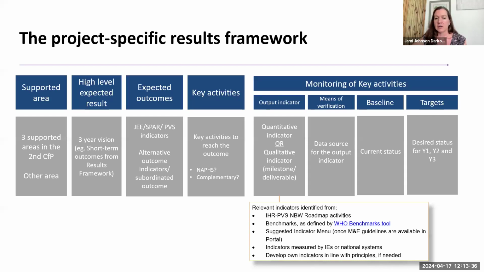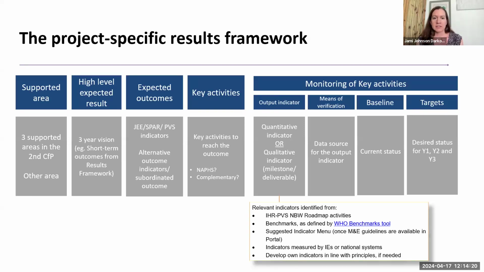And then other indicators that are measured by implementing entities or national systems, which really highlights one of the key principles of the Pandemic Fund, which is minimizing the reporting and monitoring burden. So wherever possible, if existing indicators can be used and are relevant, then we ask, please, that those are prioritized to help to minimize the overall burden of monitoring and reporting. Finally, if none of those really work, then there is the option of developing a custom indicator. But ideally, it's staying at that higher level output as opposed to input monitoring or process indicator. And again, there's a level of efficiency in terms of the monitoring practices.